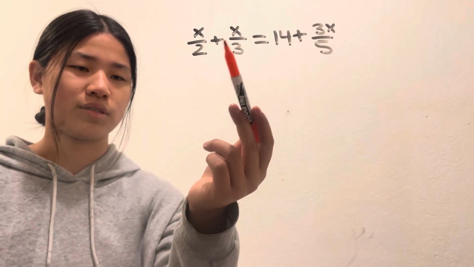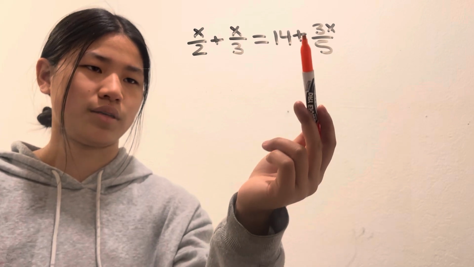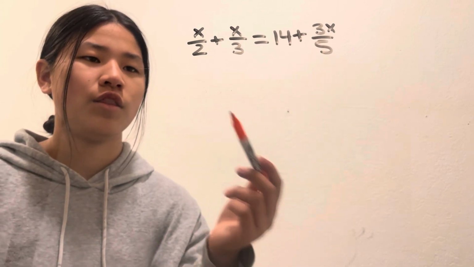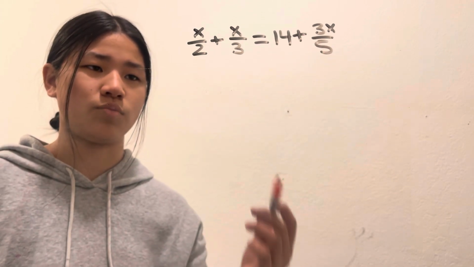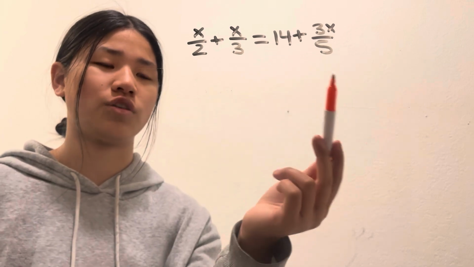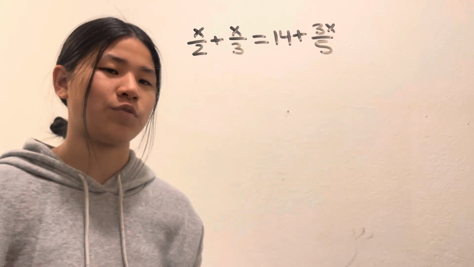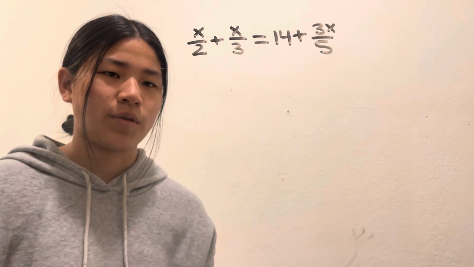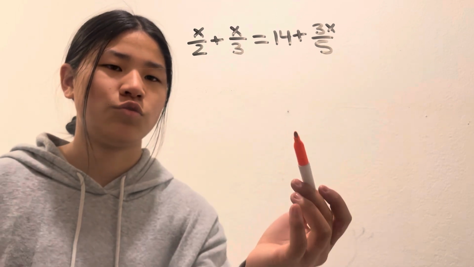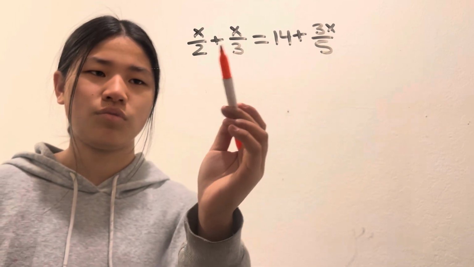x over 2 plus x over 3 equals 14 plus 3x over 5. This one may seem a little harder than the last one because it has more fractions and an unknown value of x on both sides, but it really isn't after we try it. So first, we have to cancel out the fractions. To do that, we have to find the common multiple of 2, 3, and 5.